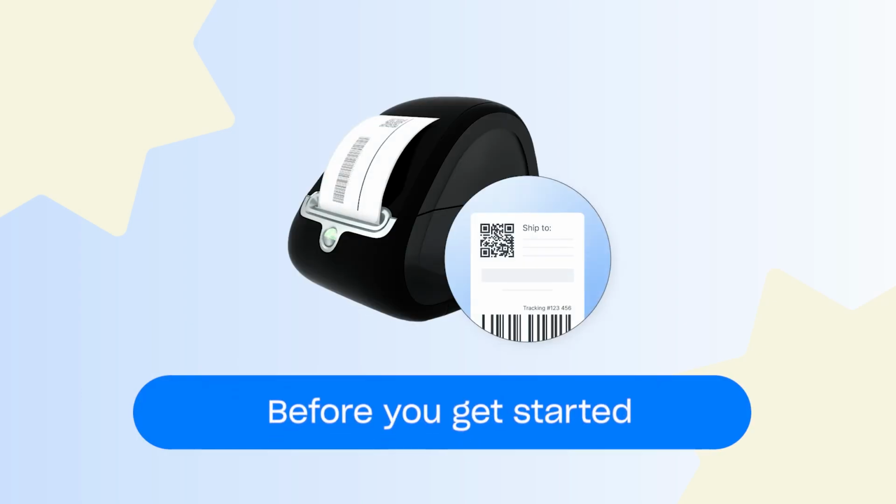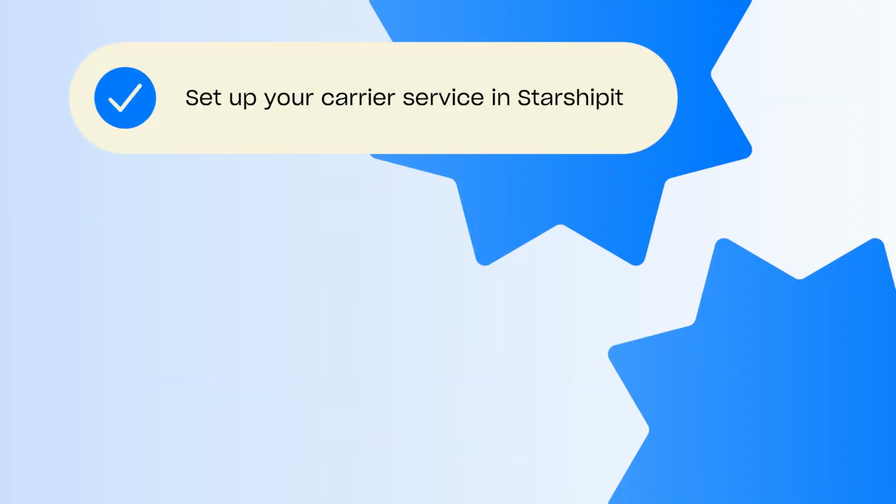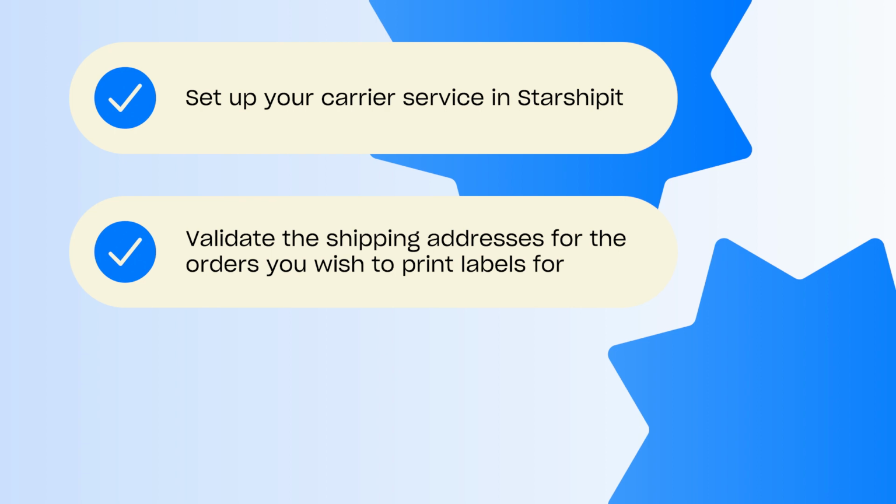Before you create and print labels, ensure you've completed the following tasks. Set up your carrier service in Starshipit, and validate the shipping addresses for the orders you wish to print labels for. Check the links in the video description for more information on these tasks.